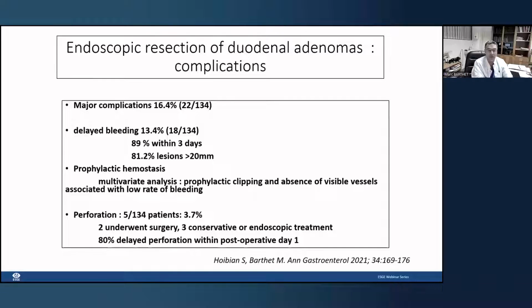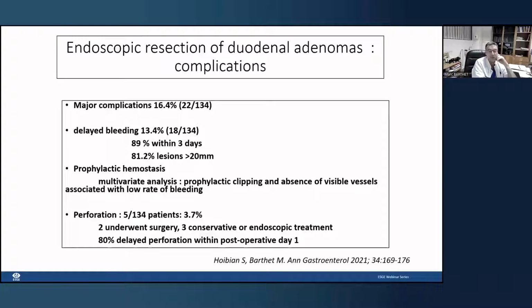And how to prevent delayed bleeding? We performed a multivariate analysis, and we showed that prophylactic clipping is the best endoscopic way to prevent delayed bleeding. Of course, it's a problem, because when following the risk of recurrence, if you have any clipping, sometimes it's difficult because you have a sort of granuloma, but it's the best way to prevent delayed bleeding. And also look for the presence of visible vessels. You have to have no more visible vessels at the end of the procedure.